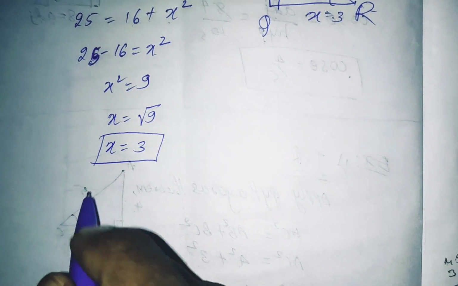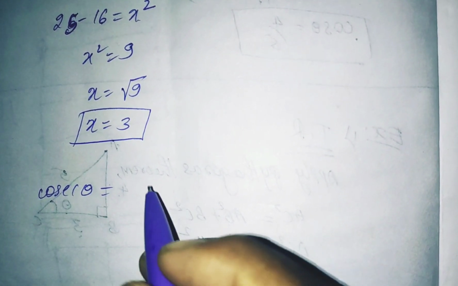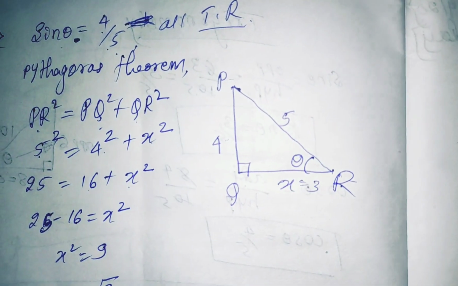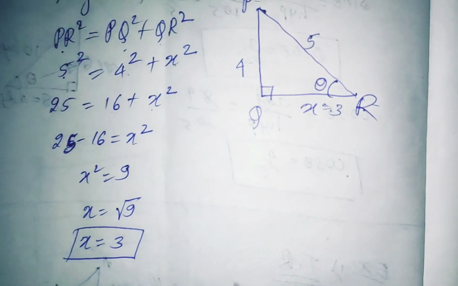Now apply all the things. When sin theta is there, you can find out cosec theta, because cosec theta is the reciprocal of sin. Sin theta given here is 4 upon 5, so cosec theta is 5 upon 4. Then to find cos theta, adjacent upon hypotenuse. Adjacent we got here is 3, then hypotenuse is 5. So cos theta is 3 upon 5.